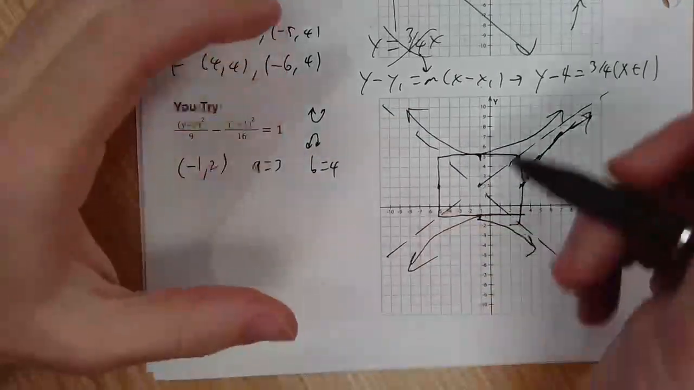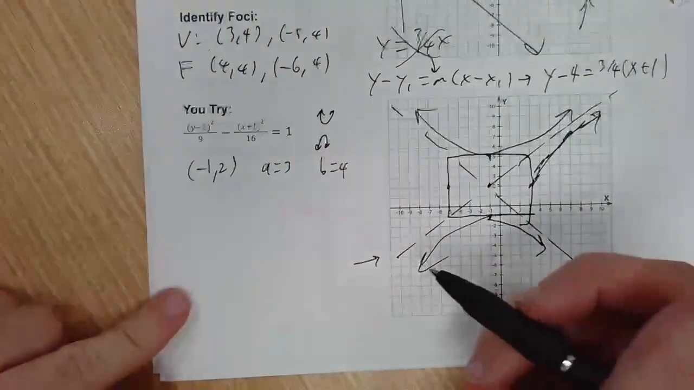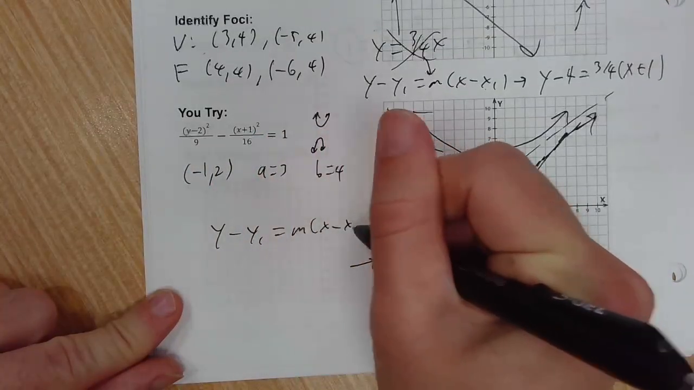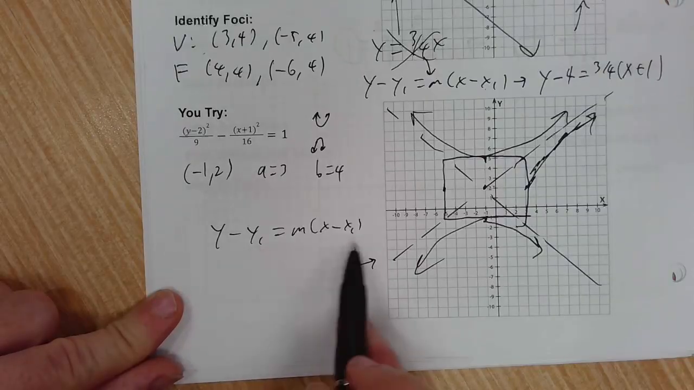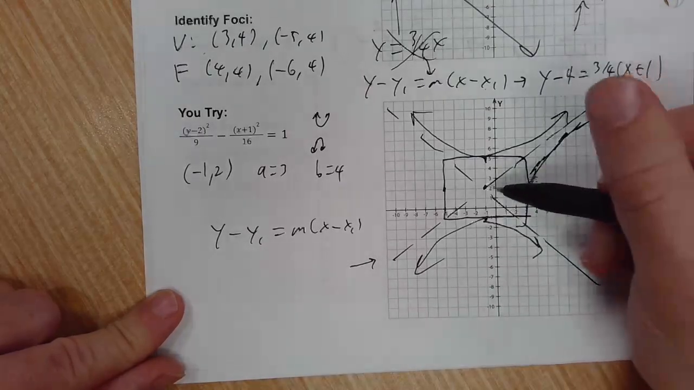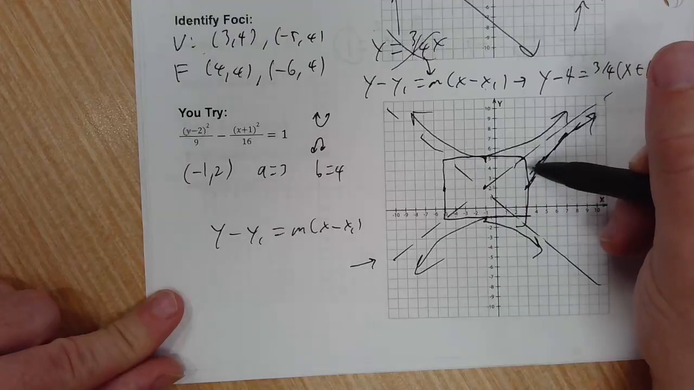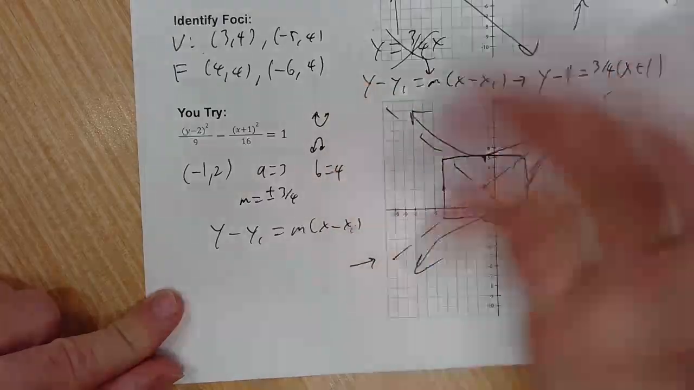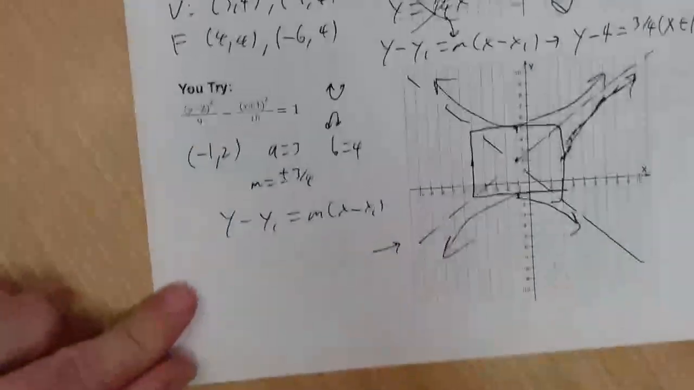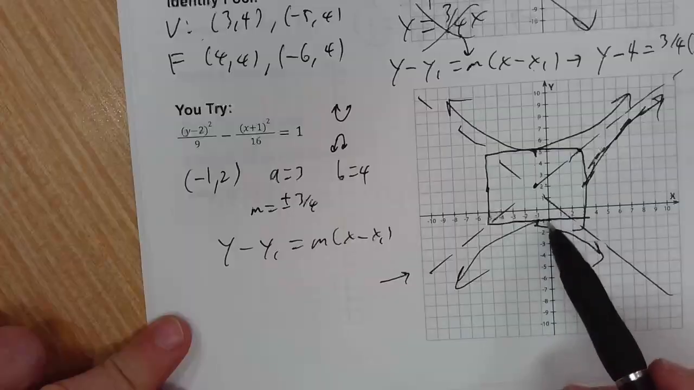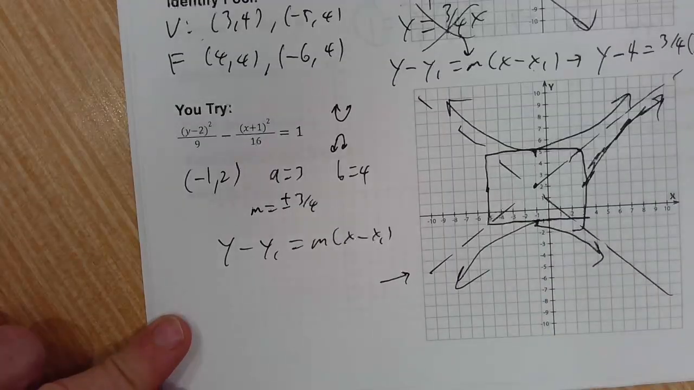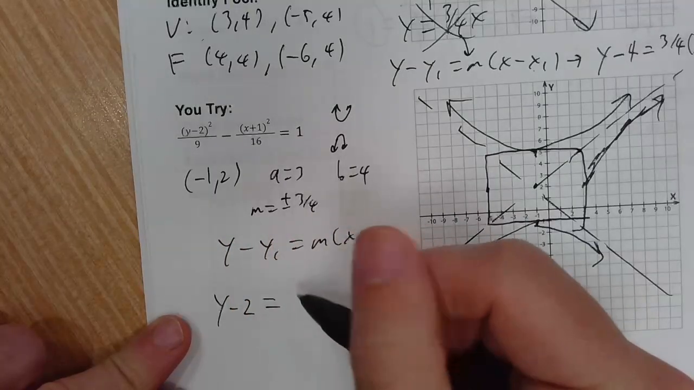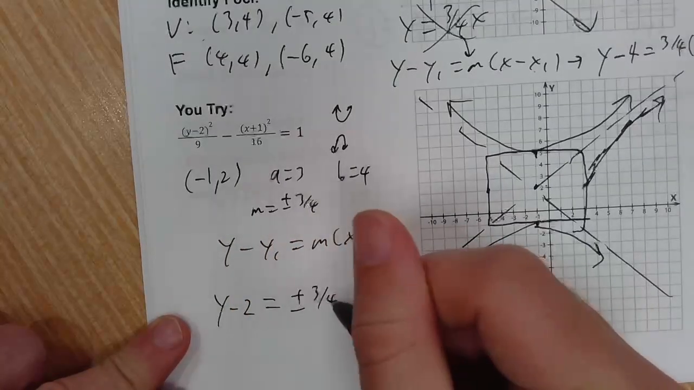Okay. Let's look at those asymptote equations, though. So again, it's y minus y1 equals m(x minus x1). You just need to find the slope, and then you know the center already. Well, what's the slope? The slope is 1, 2, 3, 4 to the right, 3 up. So m equals plus or minus 3/4. That's your slope. For your x1 and your y1, you can just plug in your coordinate negative 1, 2, right? That's your center.